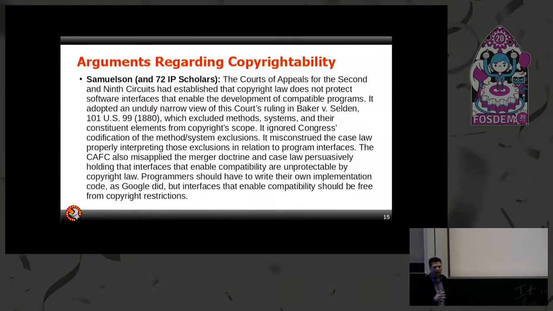So first were arguments regarding copyrightability. First one I'd like to really highlight is the amicus brief by Pamela Samuelson and 72 IP scholars. This was just a tour de force of completely deconstructing the law of copyright, how it applied from Baker v. Selden forward. This is something that Professor Samuelson has focused on her entire professional life, and this is an incredibly powerful, well-researched, well-argued focus on the copyrightability question. Not surprisingly, because she's filing in favor of Google, she says Google should win this one.